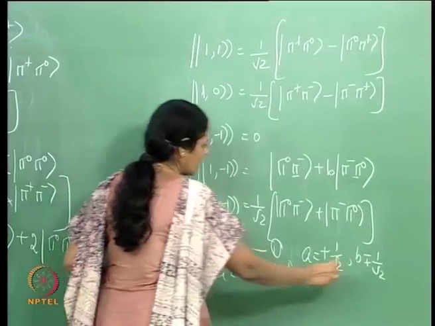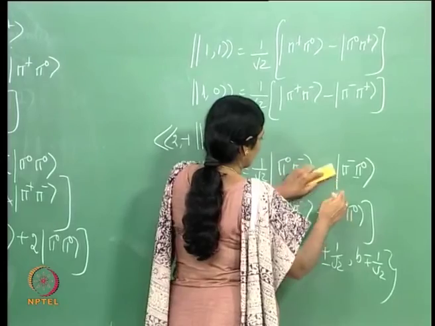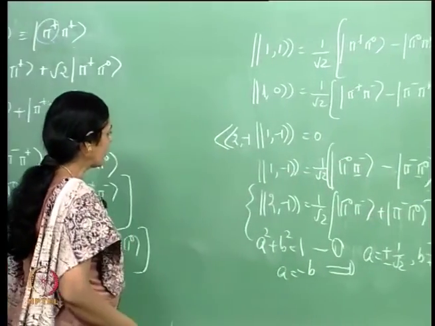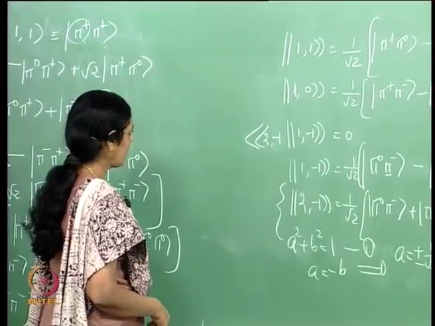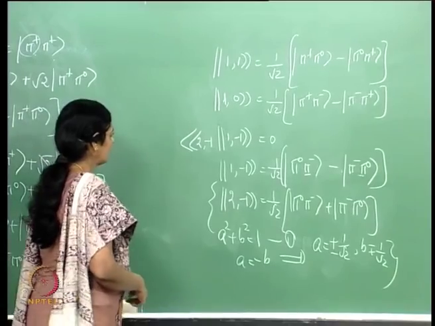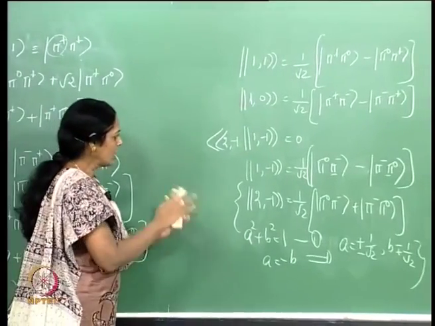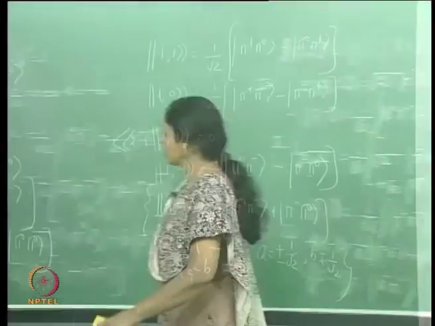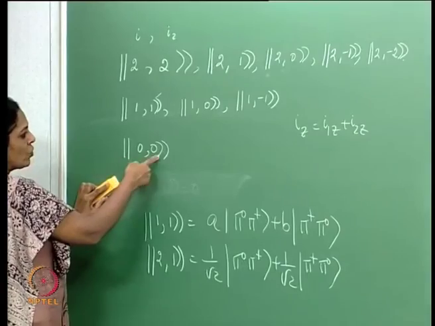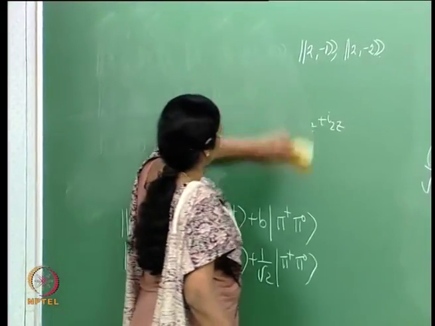So, this is the working out of the thing. A is 1 by root 2 and b is minus 1 by root 2. So, there we are, that is 1, minus 1. So, we have the 3 I equals 1 states. Let me just put down all the states in one place. We are only left with 0, 0, which we will find shortly.